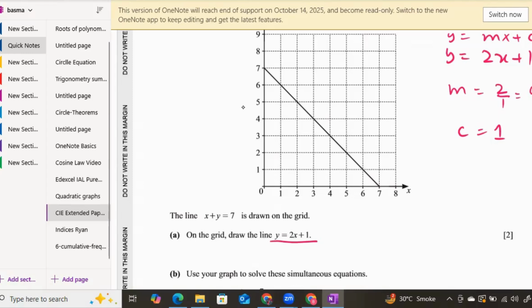So we will move according to the gradient. The first thing is, whenever they ask you to draw the straight line, you get its gradient and the c. I will plot the c. C is equal to 1, which represents the y-intercept. So I will put the point at 1, and now from here I have to move 2 units upward in the y direction and 1 unit to the right in the x direction.